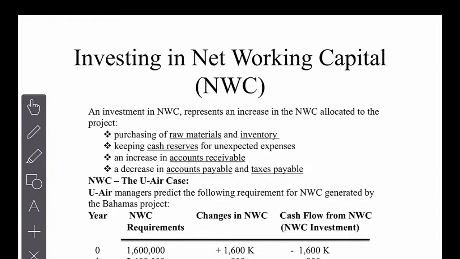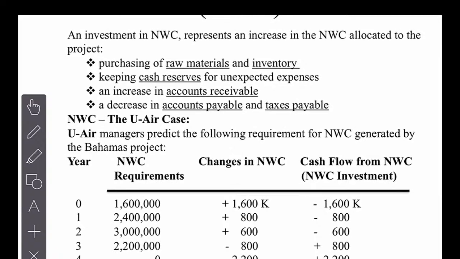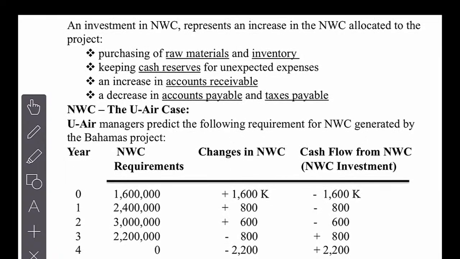An investment in net working capital represents an increase in net working capital allocated to the project because we need to purchase raw materials and inventory. We have to keep cash reserves for unexpected expenses and increase accounts receivable, decrease in accounts payable, and taxes payable.